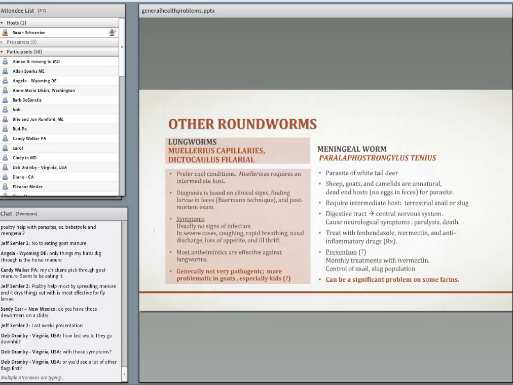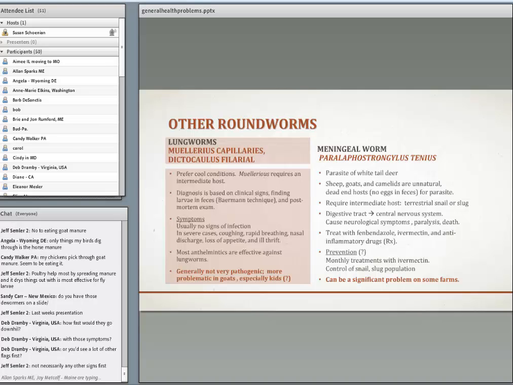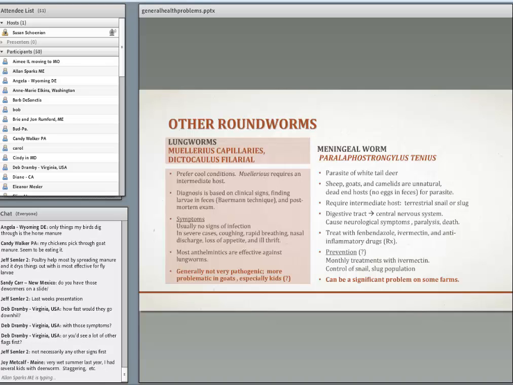If a sheep, goat, alpaca, llama, moose, even a horse gets this parasite, then a lot of problems can happen because they're an unnatural host. So instead of the parasite completing its life cycle, the sheep or goat or camelid is a dead-end host. So once that parasite gets into the central nervous system, it wreaks havoc. There's no eggs in the feces. There's no way to identify it from that because they're an unnatural host.